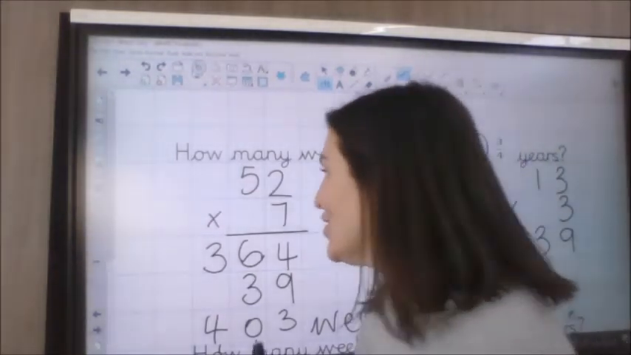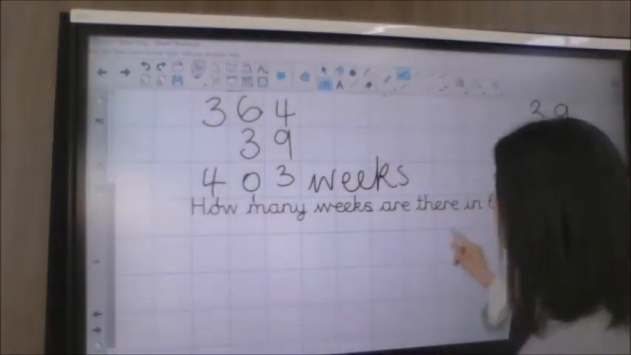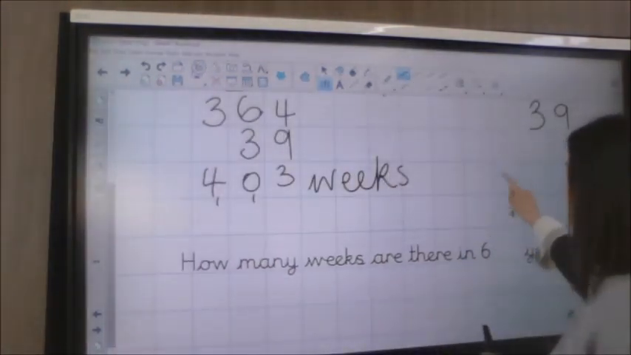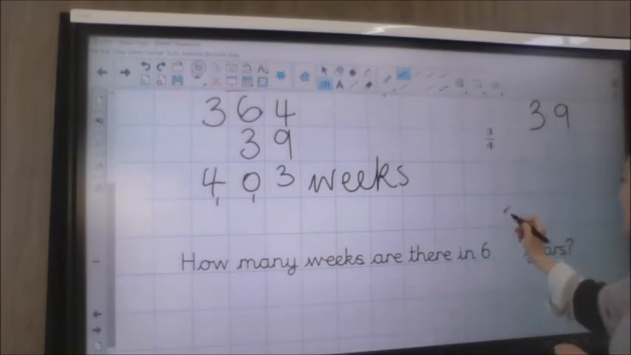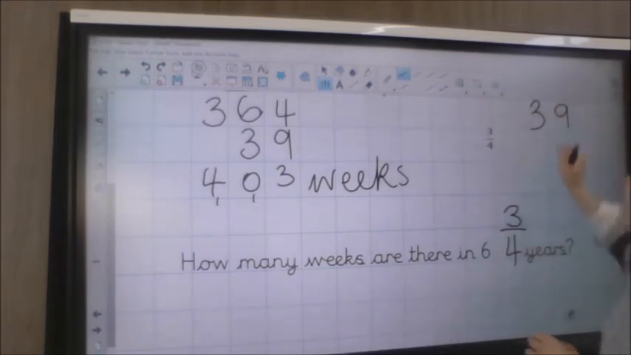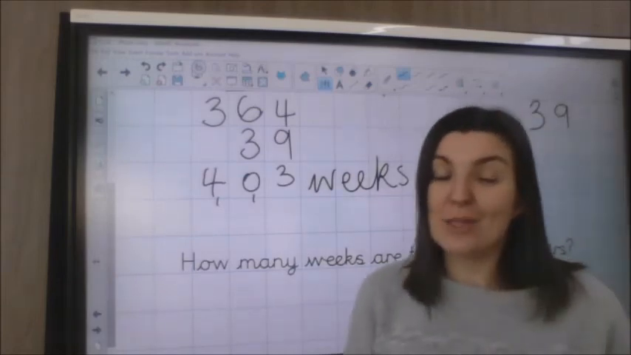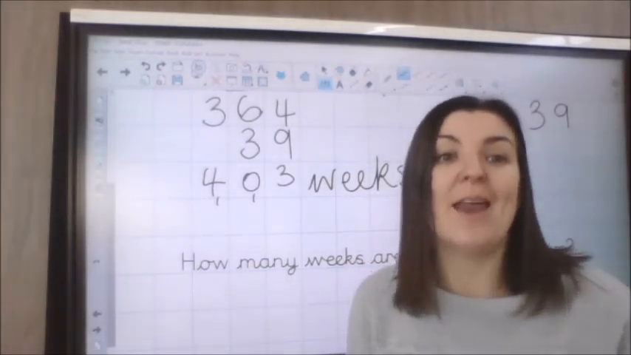So I'm going to ask you to do one of those. It's exactly the same. So this time, how many weeks are there in 6 3/4 years? Now you've already got that 3/4 is 39, so you might use that to help you. So pause the video now and have a go.